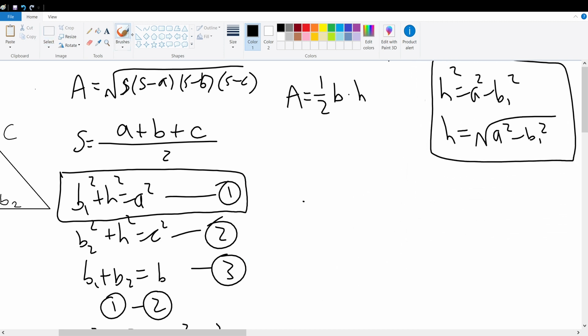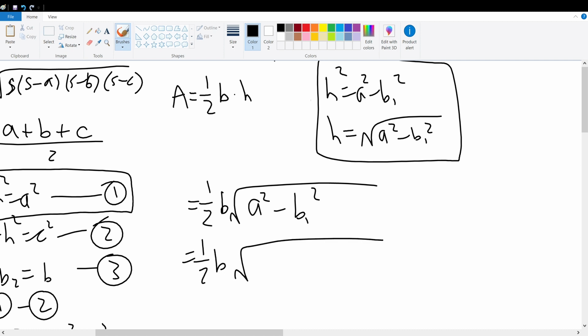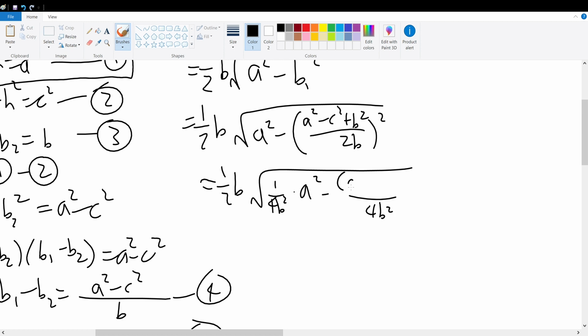So we can move this over to the right hand side to use as a reference for our area. This will be equal to half multiplied by its base side length, which is b, multiplied by its height, substituting it to be the square root of a squared minus b1 squared, which is equal to half multiplied by b, multiplied by the square root of a squared minus b1 squared, where b1 is equal to a squared minus c squared plus b squared divided by 2b. This is then equal to half b multiplied by the square root of, we give a squared a denominator of 4b squared, to be 1 over 4b squared times a squared minus 4b squared, with its numerator being a squared minus c squared plus b squared, squared.